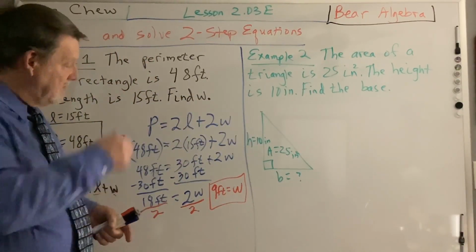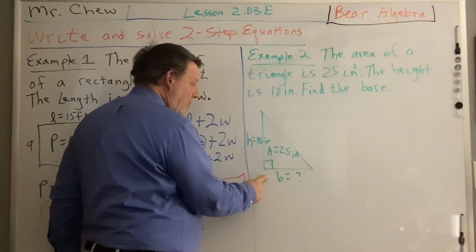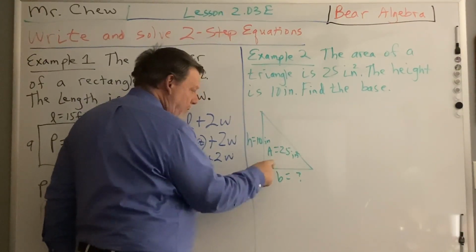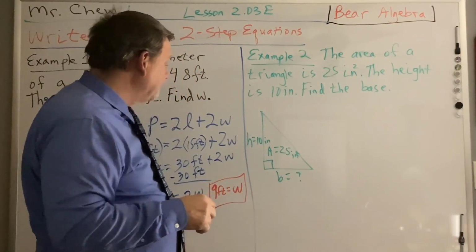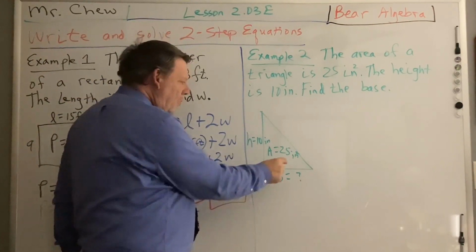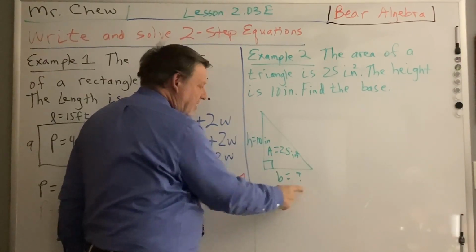Find the base. So remember, when you have the height and a base in a triangle, the height and base have to intersect at a right angle called perpendicular. That's how you have an altitude, which is the height. So we know the area is 25 inches squared. We know the height is 10, and they're asking us to find the base.